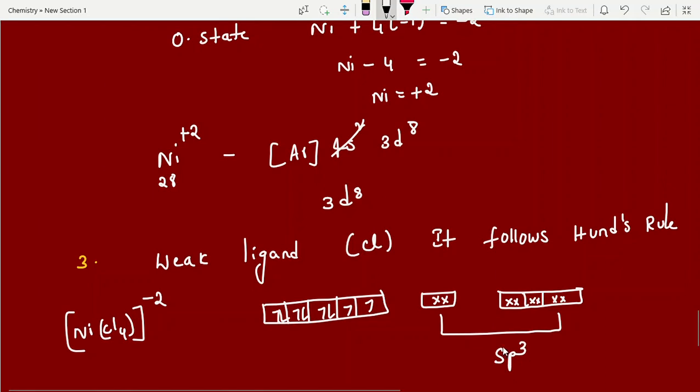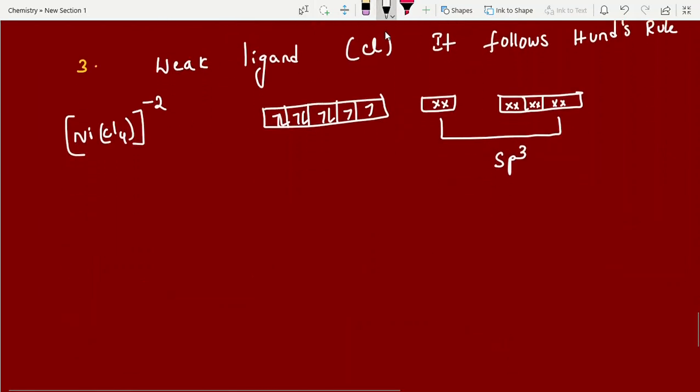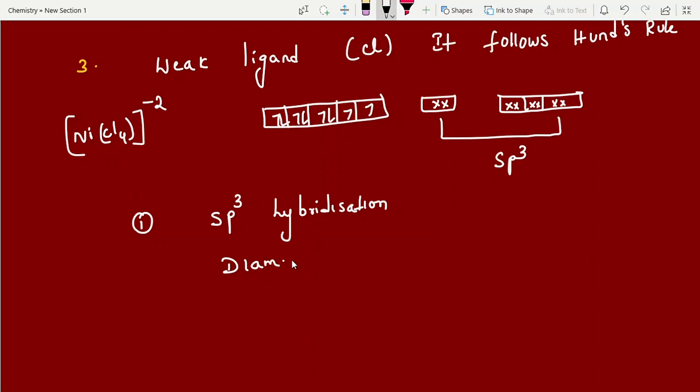Yes, very good. With this we have completed all the examples. Finally, the last example's conclusions I am writing, students. What is the conclusion? First one, sp3 hybridization. Next one, is it paramagnetic or diamagnetic? It is paramagnetic because 2 unpaired electrons are there. See, check it, 2 unpaired electrons. This is paramagnetic. Next one, outer orbital or inner orbital? Outer orbital complex.